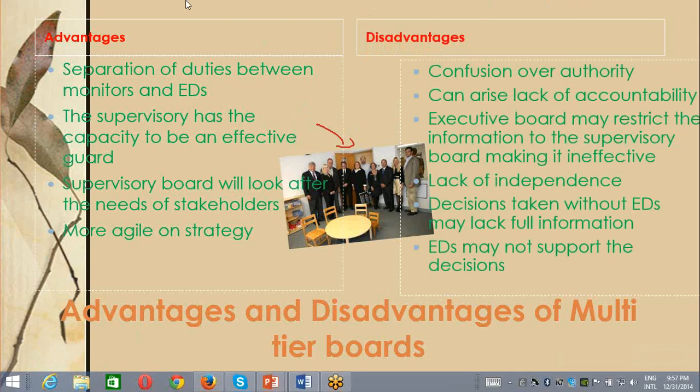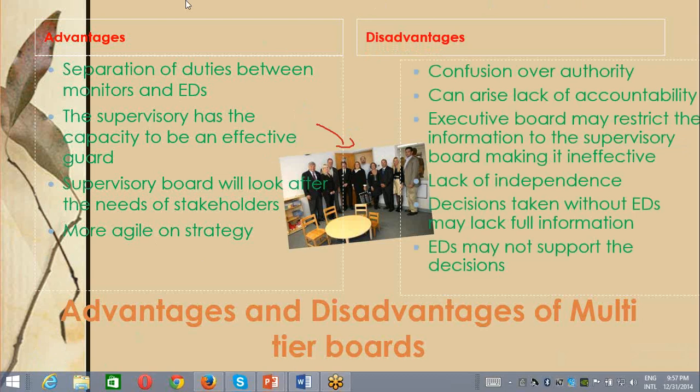And there can be lack of accountability, because one party will say, you told us to do it and we did it. The other party will say, you did it wrong. And also, the executive board, the second level board, are the people who have all the information, because they are working inside the company. So they can suppress the information. The supervisory board will have to make all decisions based on good information. So if you are not getting good information, you may become very ineffective.